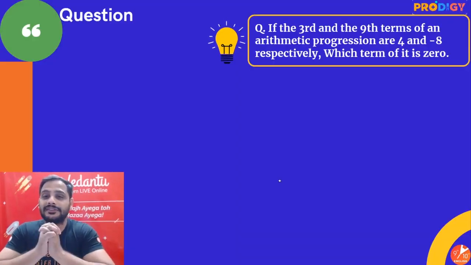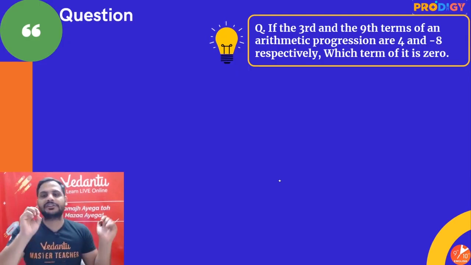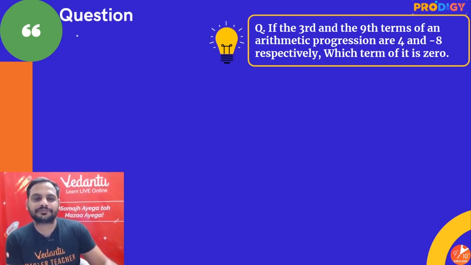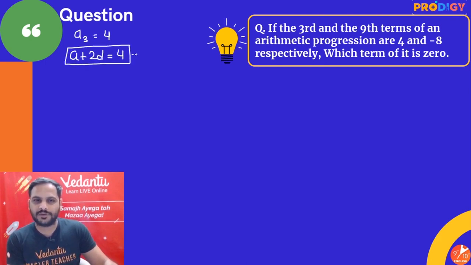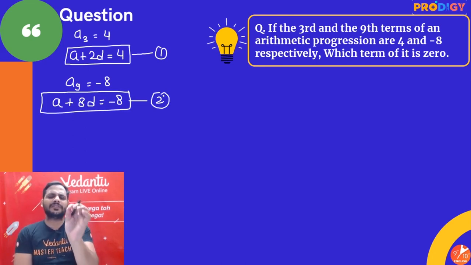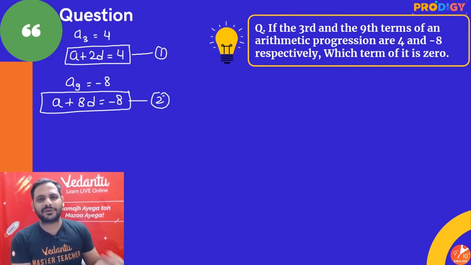If the third and the ninth terms of an arithmetic progression are 4 and minus 8 respectively, which term of it is 0? Now look, third term is given as 4. So I can write it as a plus (3 minus 1) times d, that is a plus 2d is equal to 4. This is my first equation. Second, ninth term is minus 8, so it can be written as a plus (9 minus 1) times d, a plus 8d is equal to minus 8. These are my two equations and you can see very well it is a linear equation in two variables.